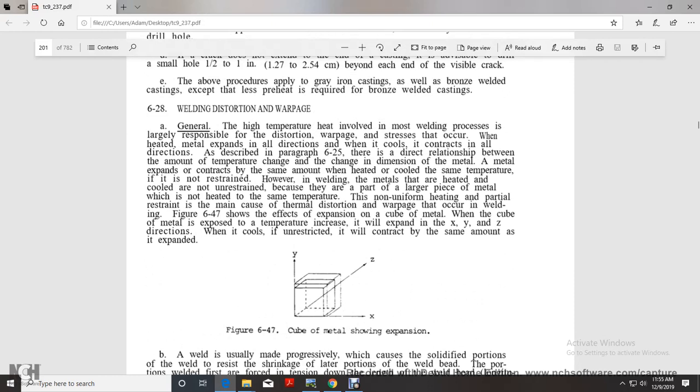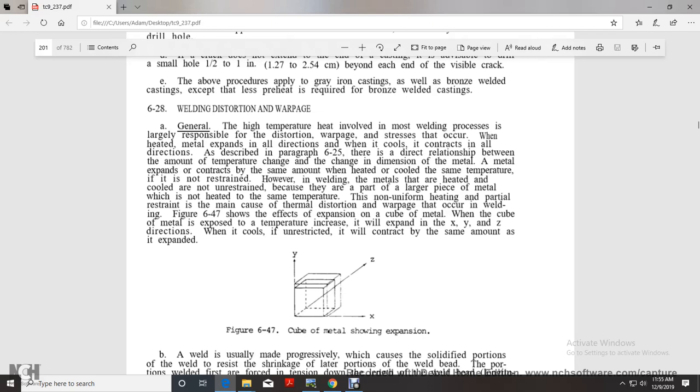Paragraph 6-28, welding distortion and warpage. The high temperature involved in most welding processes is largely responsible for the distortion, warpage, and stress that occur when the heated metal expands in all directions while it cools and contracts in all directions. As described in paragraph 6-25, there is a direct relationship between the amount of temperature change and the dimensions of the metal. The metal expands and contracts the same amount when heated and cooled to the same temperature if not restrained.